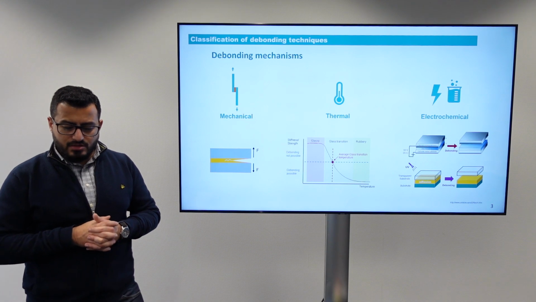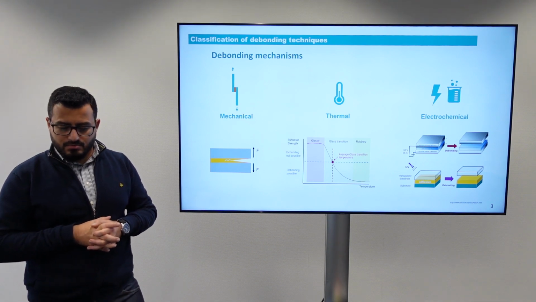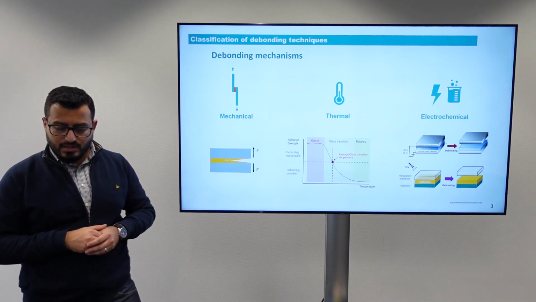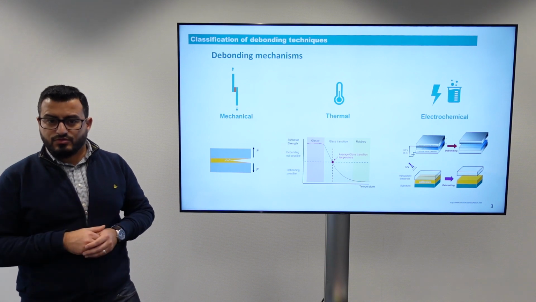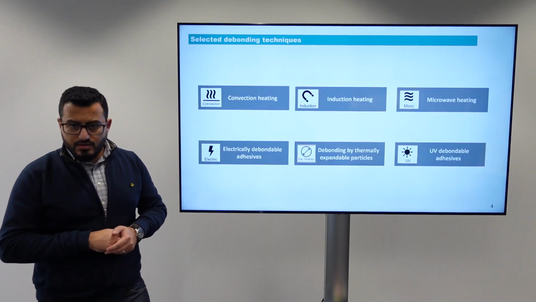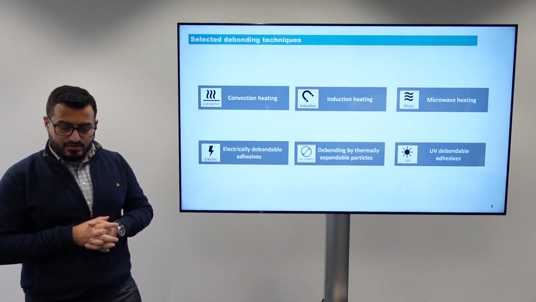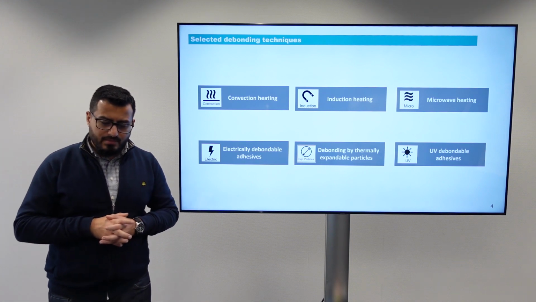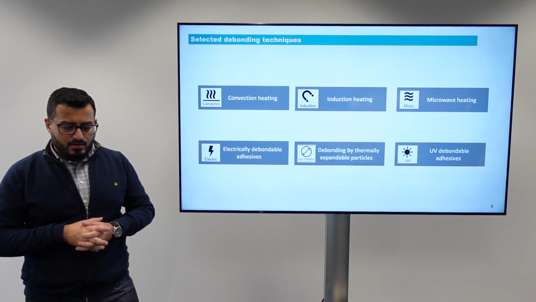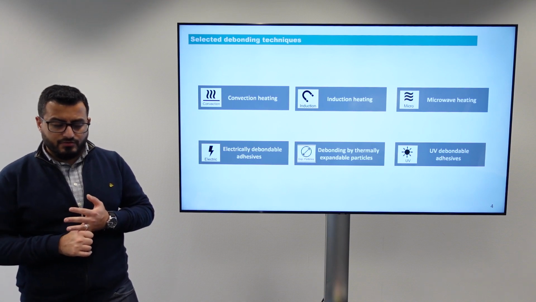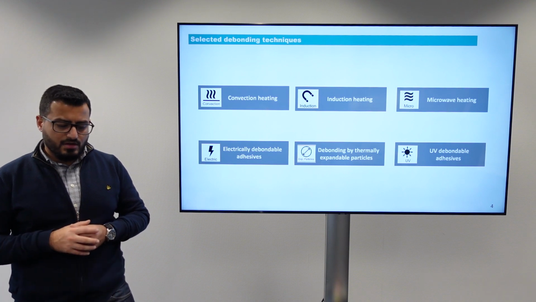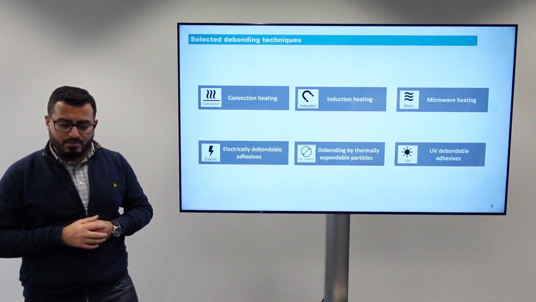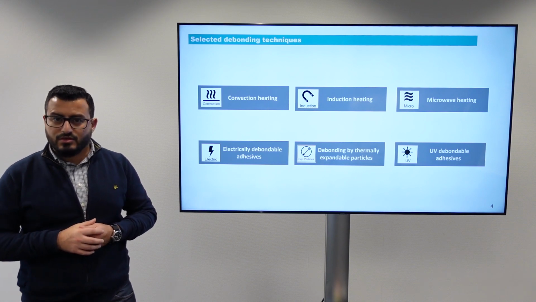The third mechanism is electrochemical methods, where you can, for example, apply electrical potential or ultraviolet light to trigger the adhesive to cause debonding. In this MOOC, I will focus on 6 example technologies that can be used for debonding, and they are mainly thermal in nature. We have the convection heating, induction heating, microwave heating, and electrically debondable adhesives, also debonding by thermally expandable particles, and ultraviolet debondable adhesives.